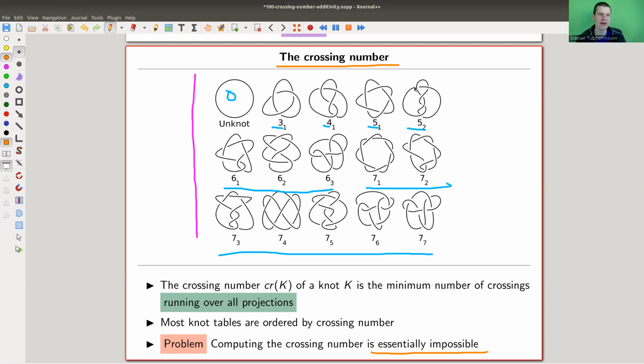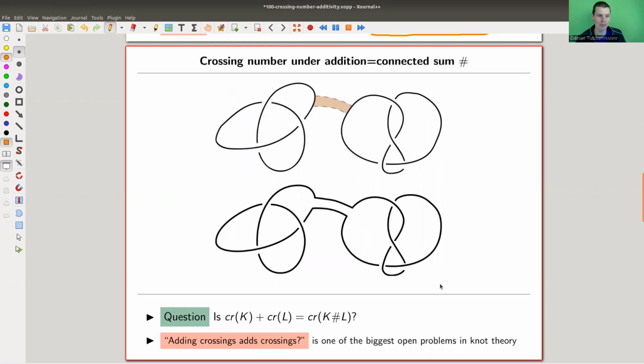Okay, so the minimum number is then called the crossing number, and that's a source of a lot of problems, a lot of open questions in knot theory. And here's a very simple one. It sounds simple, but it's actually really hard. And it's widely open. It's one of the biggest open problems in knot theory, actually.